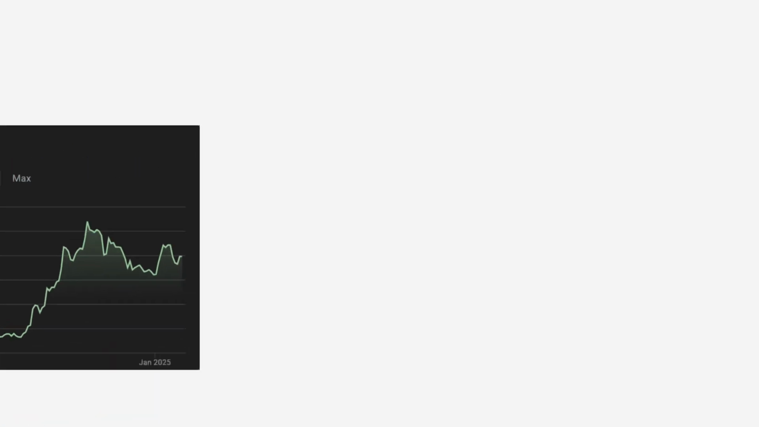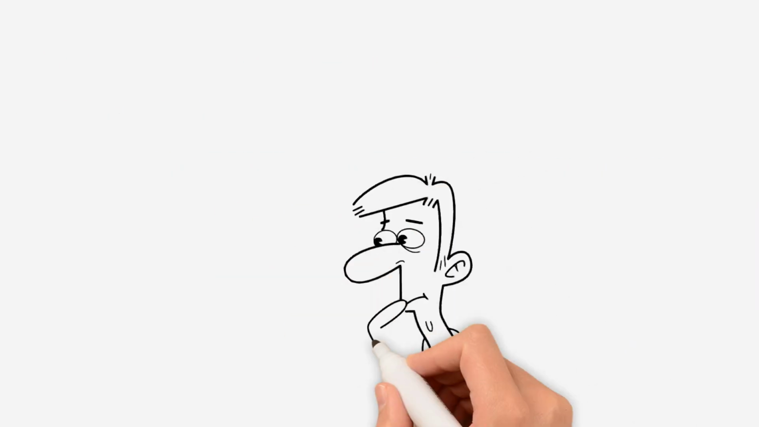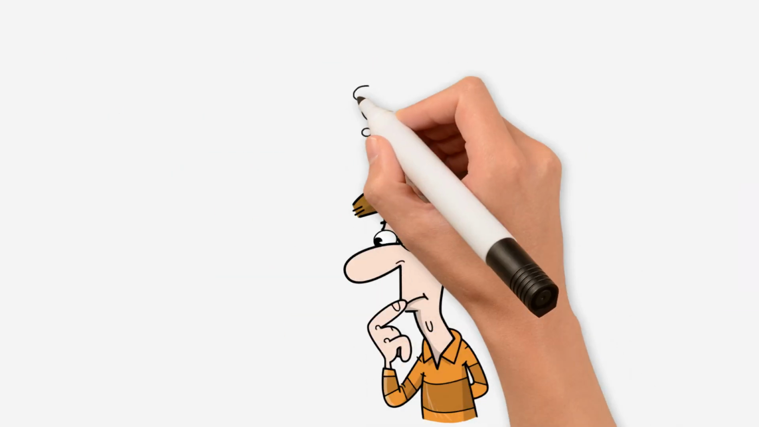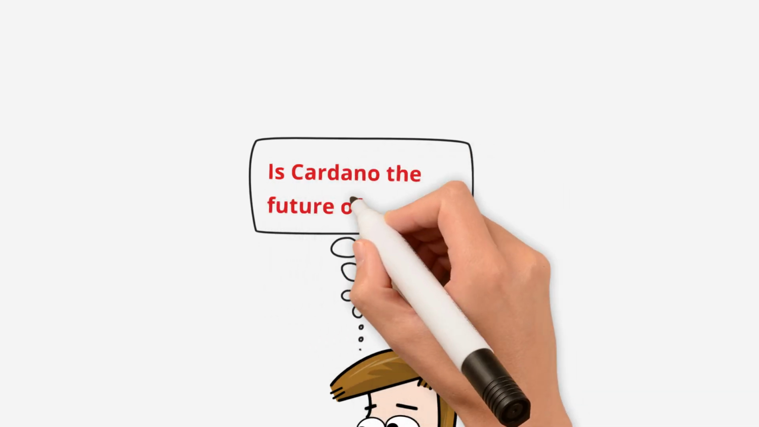It's more than just energy efficient. Cardano's unique proof-of-stake system could redefine how blockchains operate for generations to come. Let's take a second to uncover why this might just be the most underrated cryptocurrency in the world, and how it could change the future of finance forever.